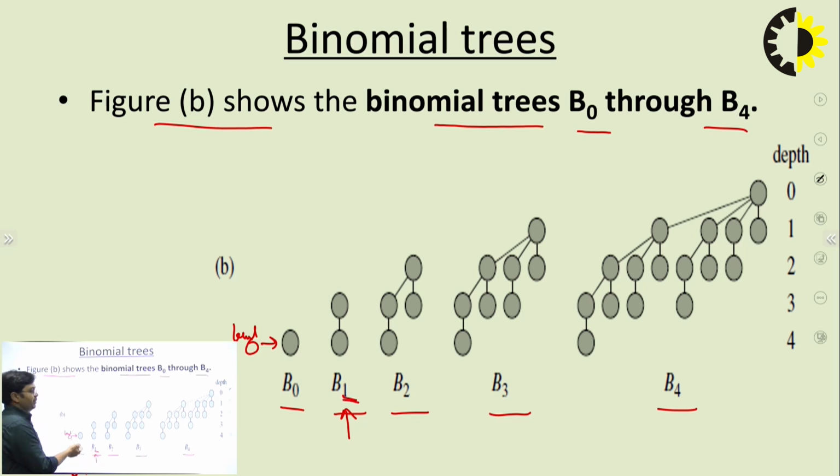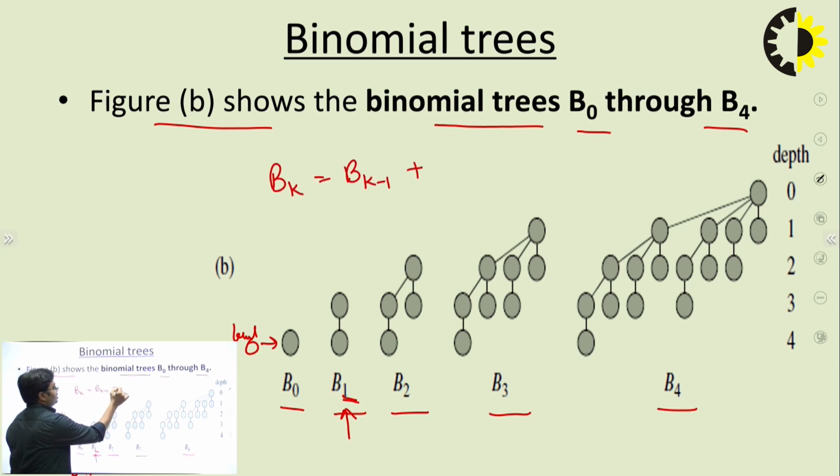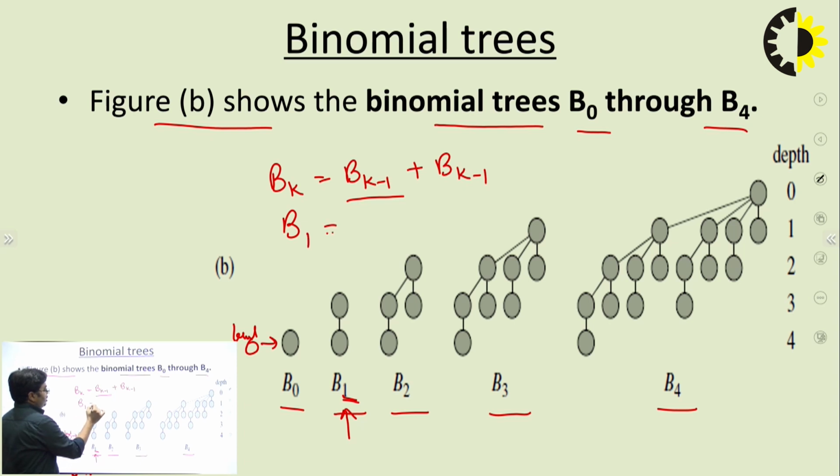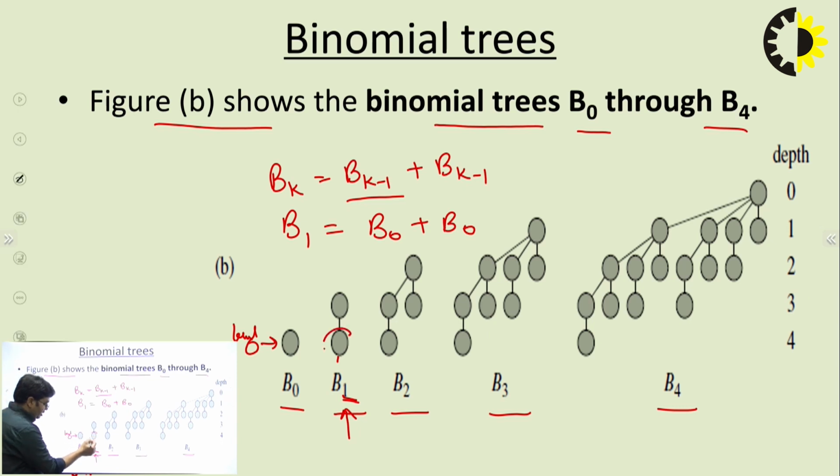Up to level 1 means if we are talking about BK is equal to BK minus 1 plus BK minus 1. For example, B1 is equal to B0 plus B0, means two parts are there. One is B0, another one is B0. First one B0 is this, second one B0 is this, and first one is connected as a left child to another one. That totally becomes B1.